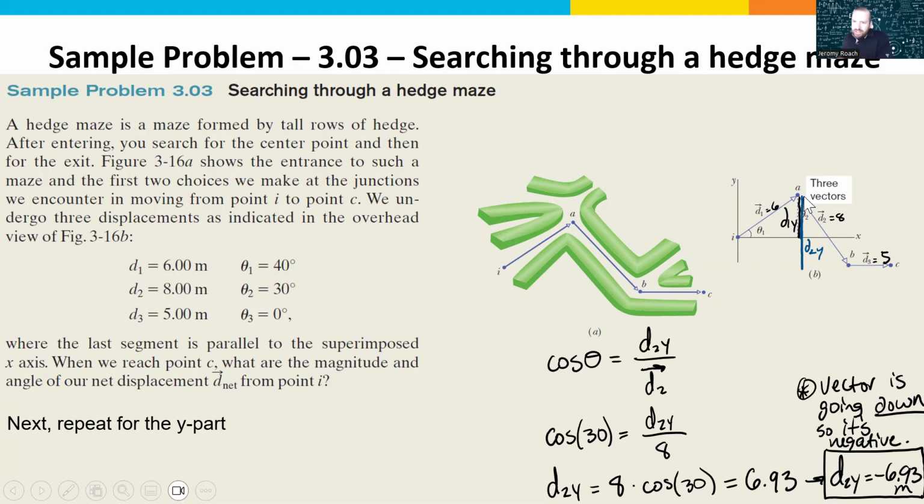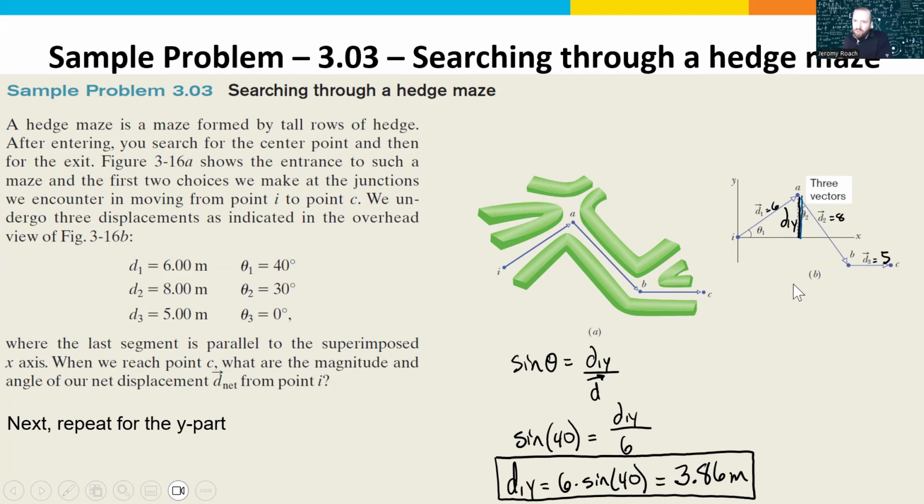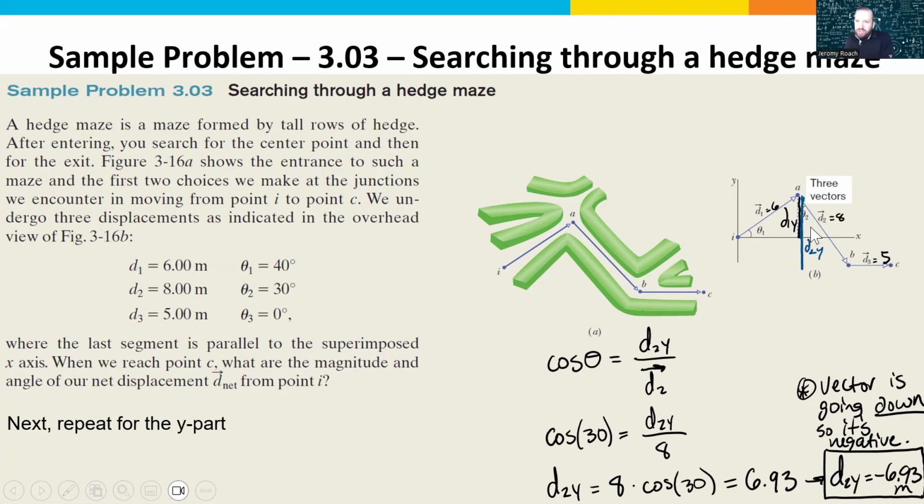Now we're going to look at D2y. Now D1y is actually going up because D1 is increasing in the upward direction. So D1y is going up in the positive direction, and that's why we get a positive number, 3.86. Now, when we look at this, this gets a little bit confusing because D1 and D2y sort of overlap, and that's why I wrote them in different colors here. So D2y is in blue and D2y is going down because D2 is also going down.